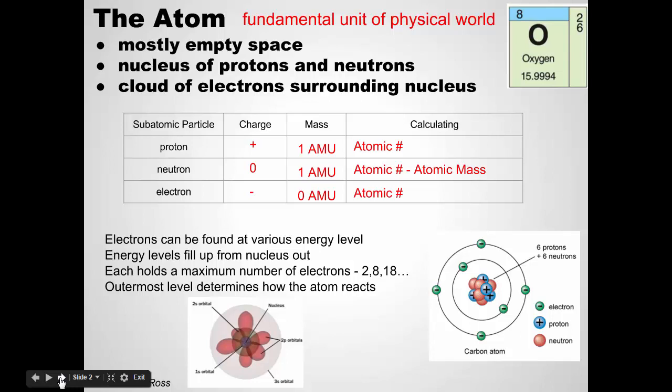But what's important for our purposes are the outermost electrons. What do we call those? The valence electrons. Because the valence electrons, those electrons found in the outermost level, are what determine how that atom interacts with other atoms. So that's what's important.